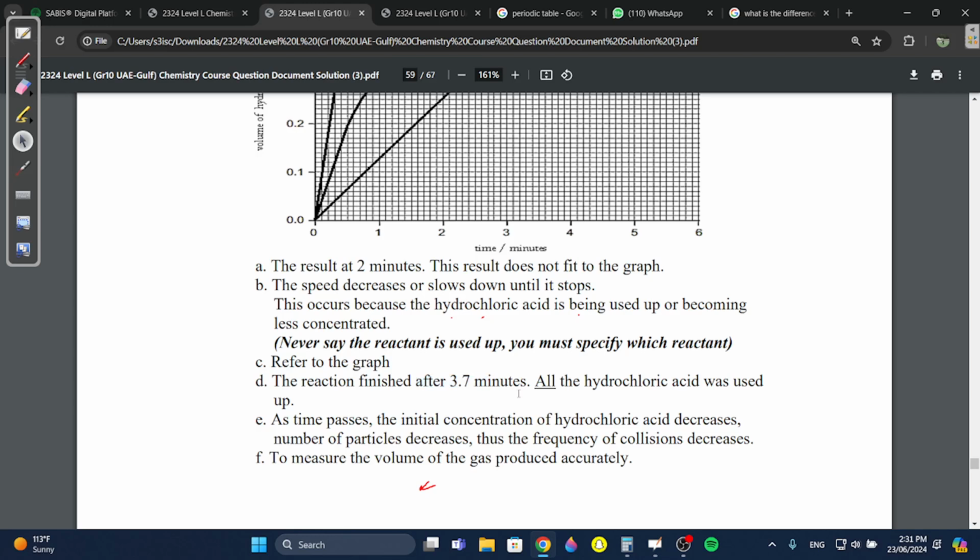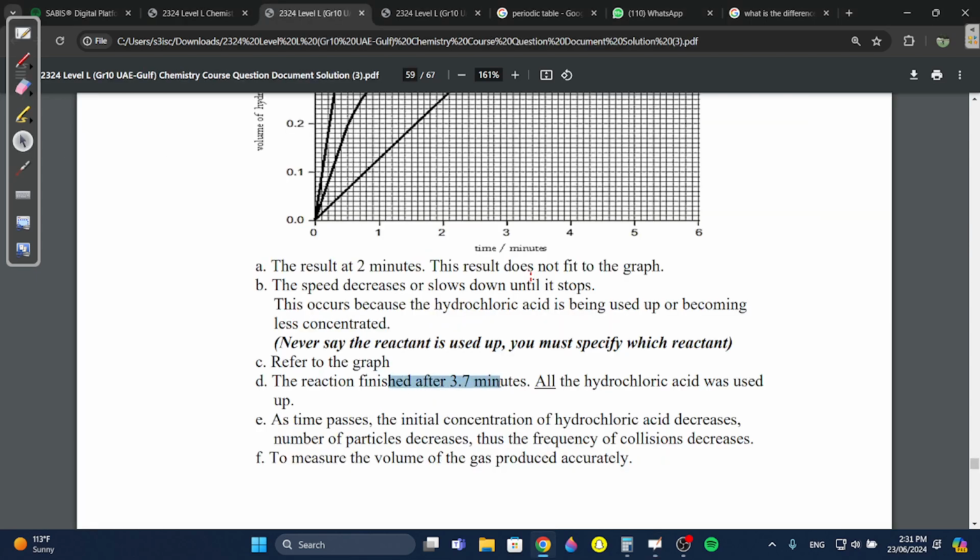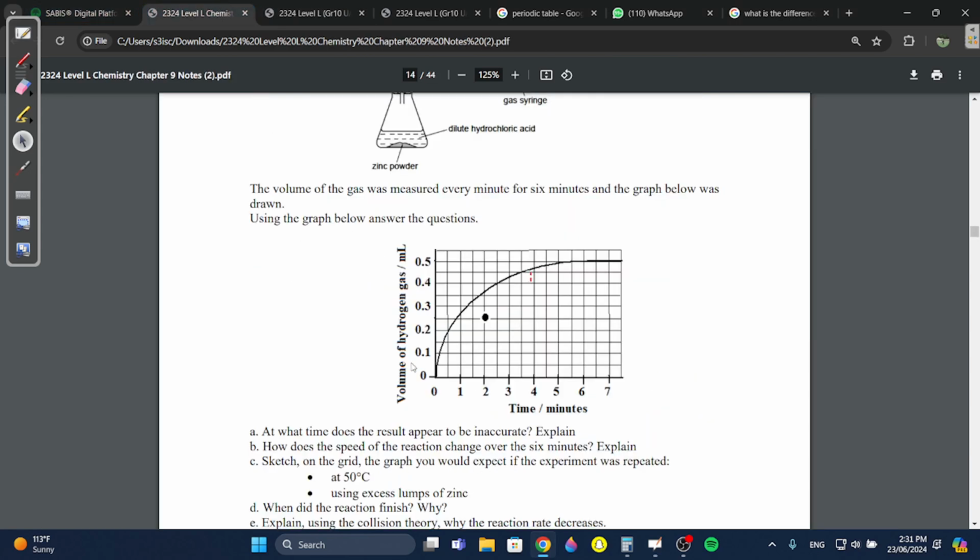The reaction finished at 3.7 minutes. How can you tell? Wait. The reaction finished after 3.7 minutes. All the hydrochloric acid was used up. I don't get it. The graph below was drawn, use the graph below to answer the questions. At what time does the result appear to be inactive? Not A, not A. D. Oh yeah, D.